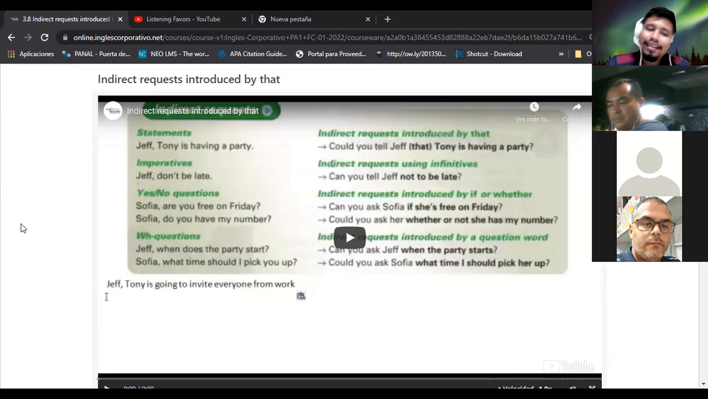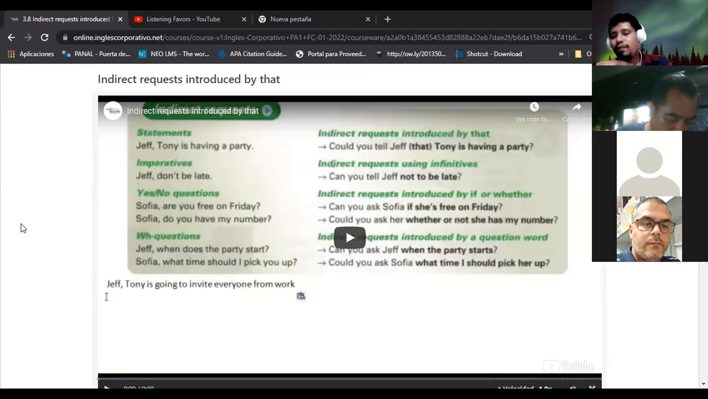And the last one, this is the last one. And this one, we use the WH questions. Like, Jeff, when does the party start? Because we are asking information. In that case, we have different possibilities about that. So we have a lot of possibilities because we have different dates that we're going to mention.